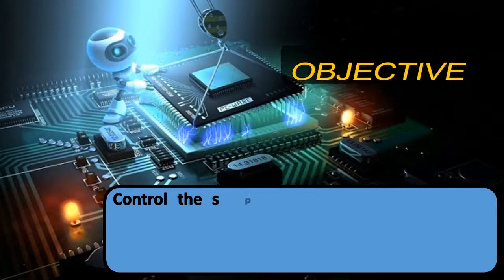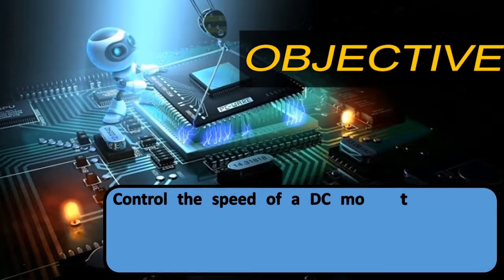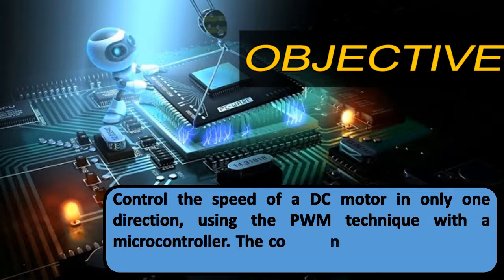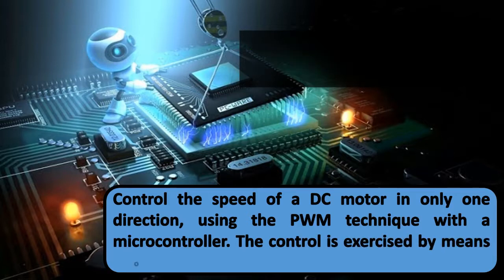For this practice, we have the following objective. Control the spin of a DC motor in only one direction, using the PWM technique with a microcontroller. The control is exercised by means of a button.